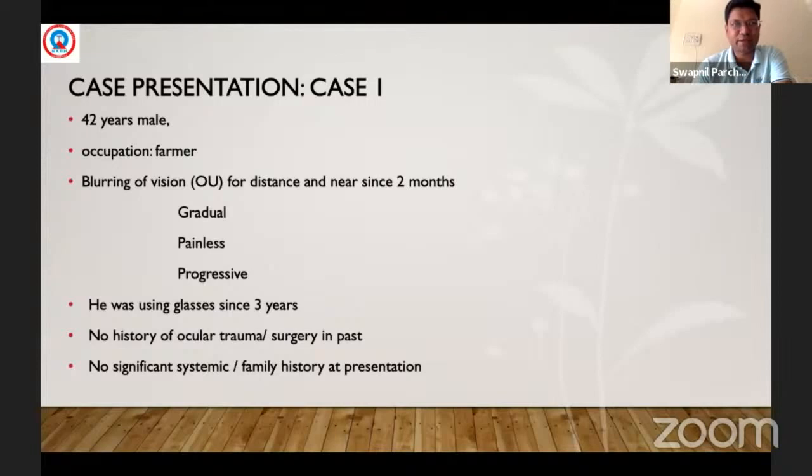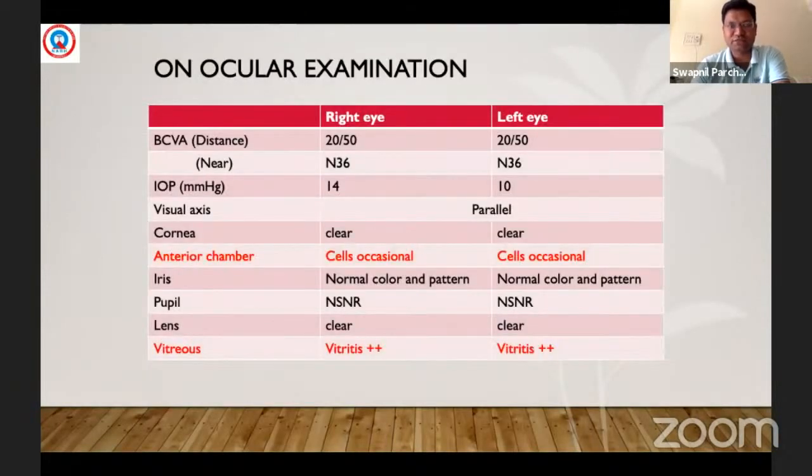So I'll go to the first case. He's a 42-year-old male, farmer by occupation, and he presented with blurring of vision in both eyes since 2 months. It was gradual, painless, and progressive. On examination, his visual acuity was 20/50 in both eyes. He has few cells in the anterior chamber, and he has vitritis.